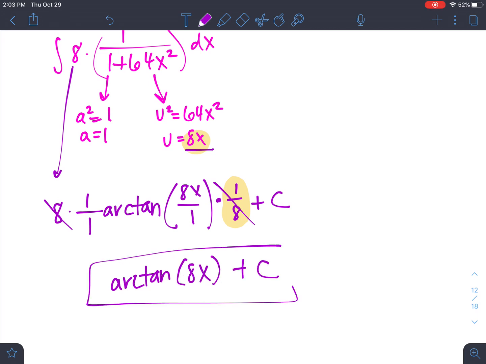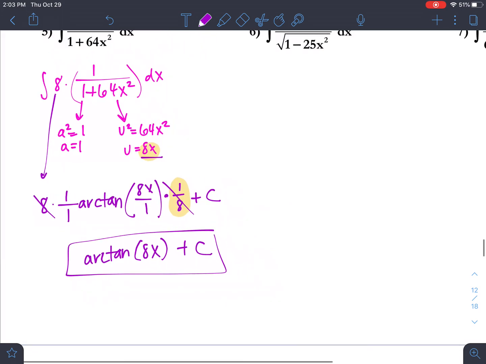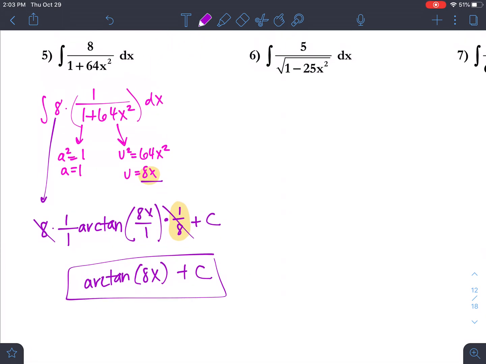Again, we can always check these by trying to take the derivative. And you'll see why there ends up being an 8. Okay, that 8 ends up being there in the numerator since we multiply by the derivative of 8x. All right, so let's just try out one more here. Okay, take a look at 6.